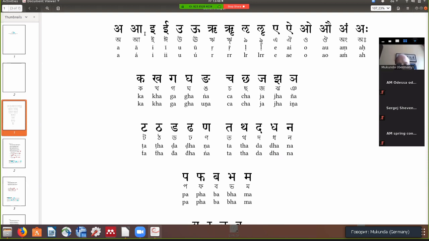Let us take for the example the first group. There you start with the unvoiced and unaspirated ka.